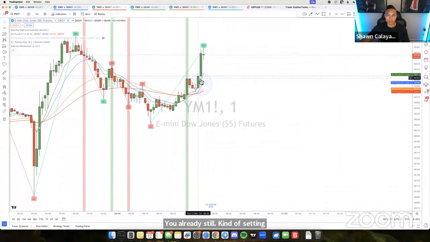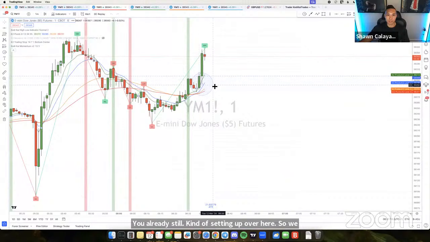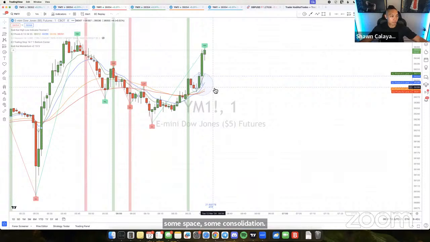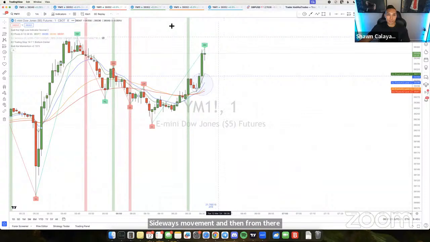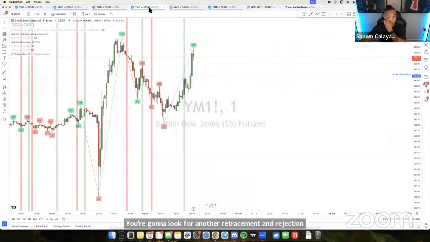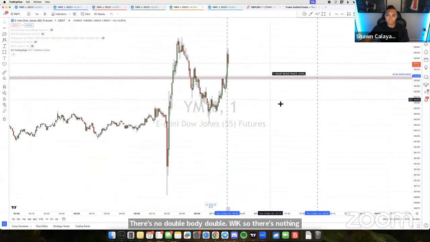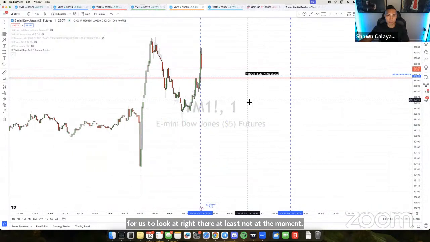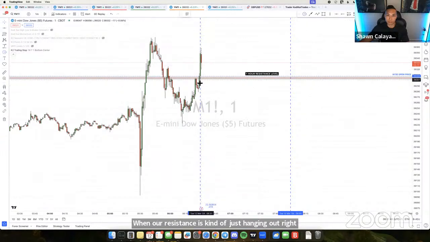So we have the first rejection. Now you're going to look for some space, some consolidation, sideways movement. And then from there, you're going to look for another retracement and rejection off the pivots. So there's no PRB entries available yet. There's no double body, double wick. So there's nothing for us to look at right there, at least not at the moment. 1 hour resistance is kind of just hanging out right here. We'll see if the price ends up coming back down to retest opening price, and then maybe possibly bounce off it.